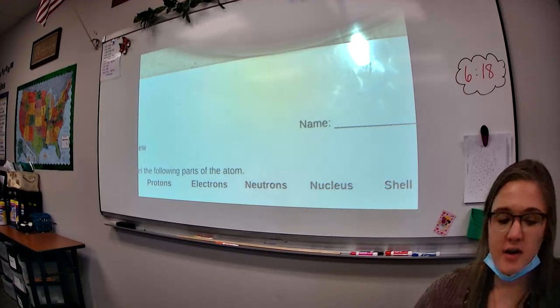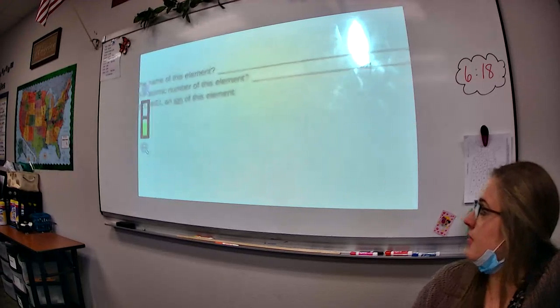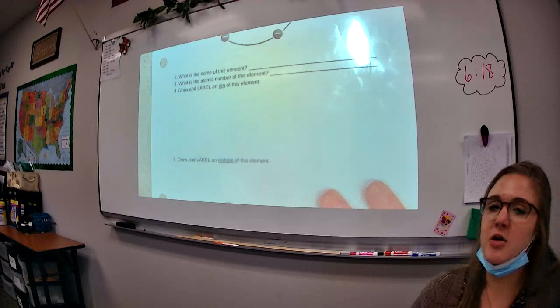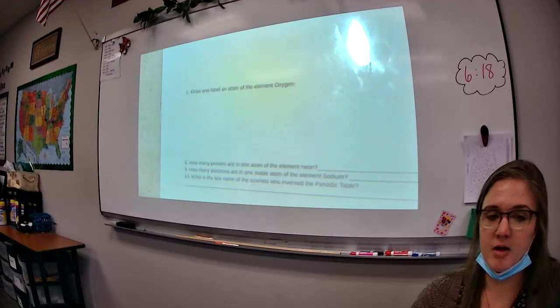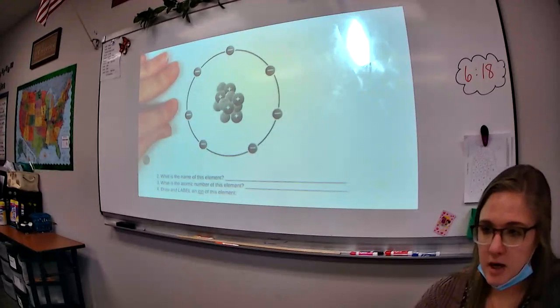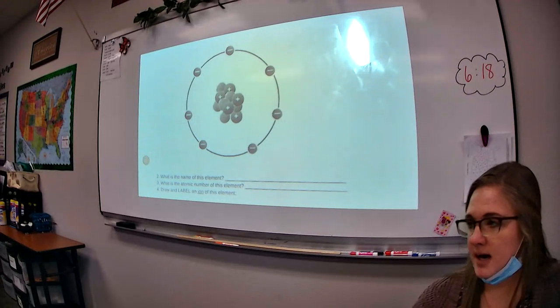But honestly, these bottom questions are the ones I'm concerned about. Drawing, labeling an ion, draw and label an isotope, and then drawing and labeling the elements in the back. So this part should be okay. It's the drawing and labeling that you're probably going to have to redo.